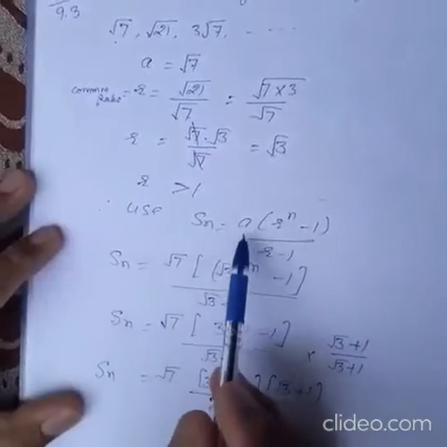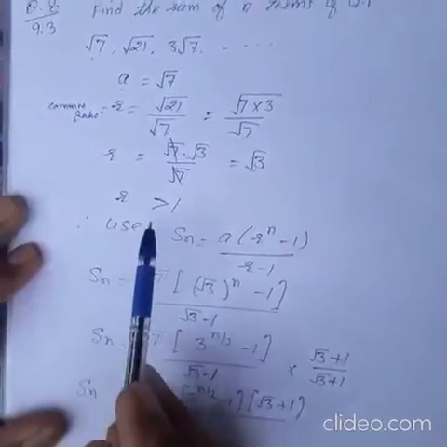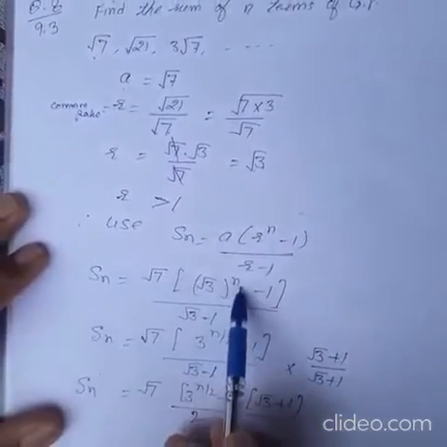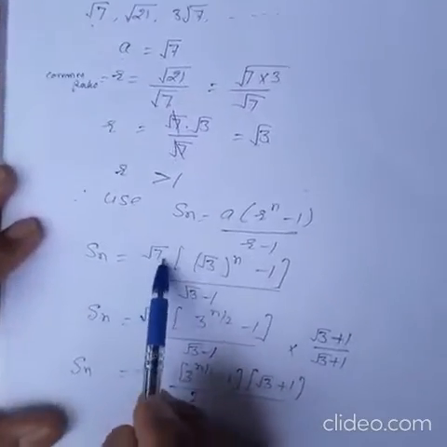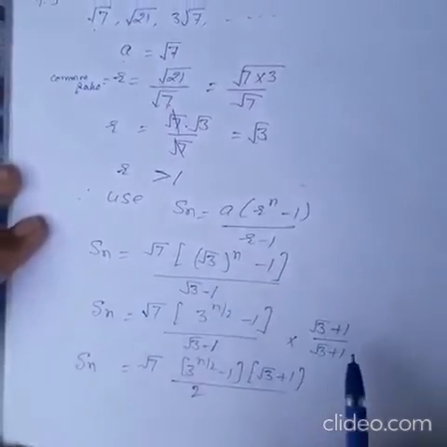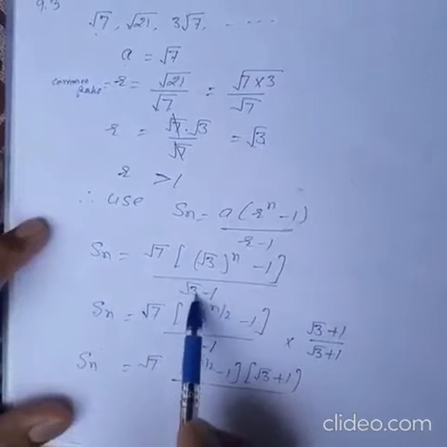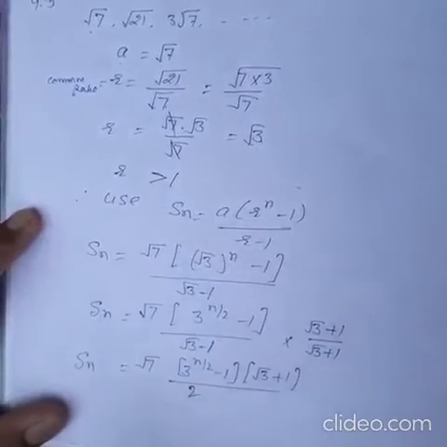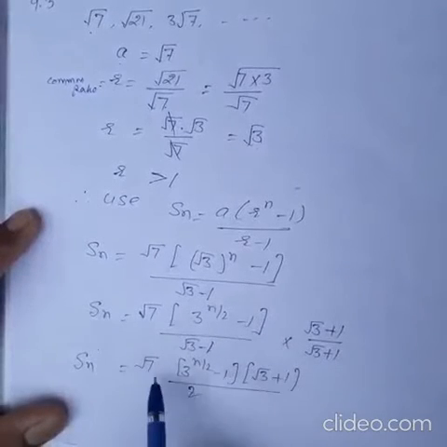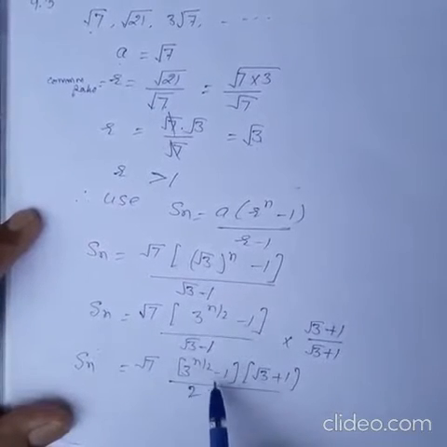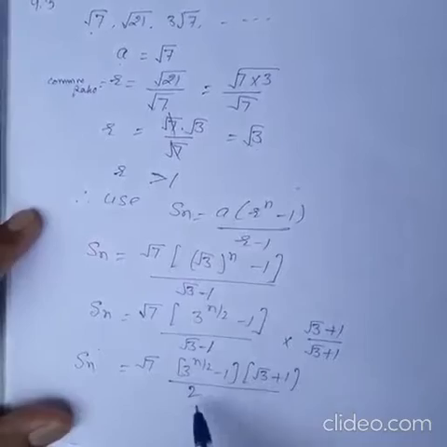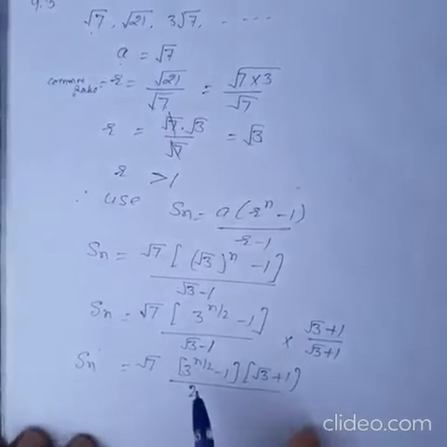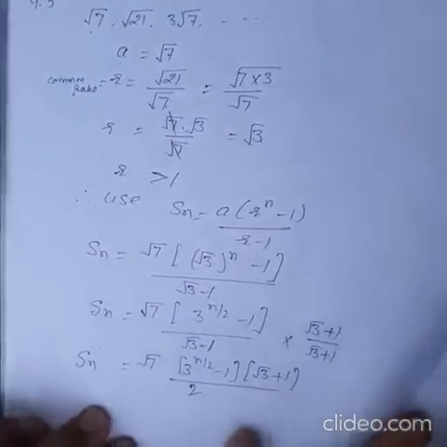Put the values of A and R. We want the sum of n terms, so it should be n only. A is root 7, R is root 3. The denominator is root 3 minus 1, so we have to rationalize to write it in standard form. The answer we get is root 7 into 3 raised to n by 2 minus 1 into root 3 plus 1 upon 2. This is the sum of n terms. I hope it is clear.